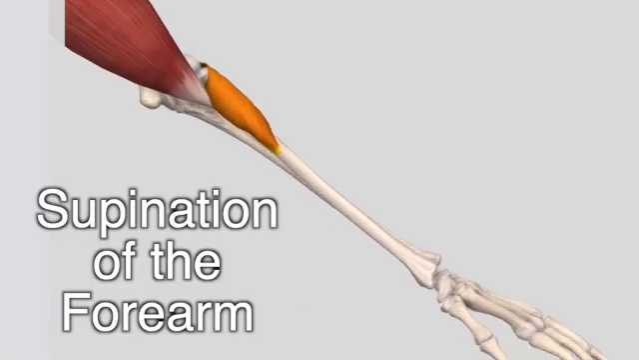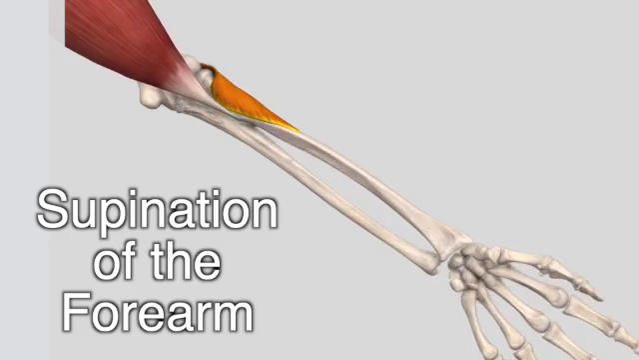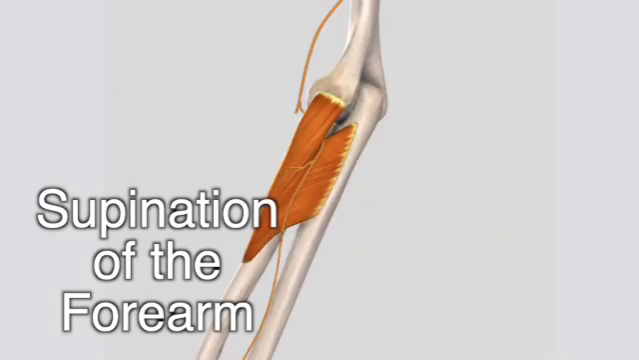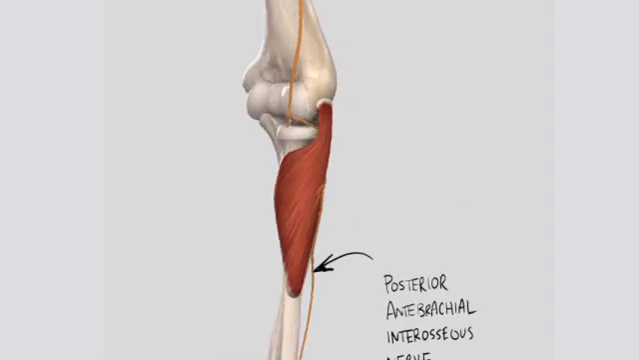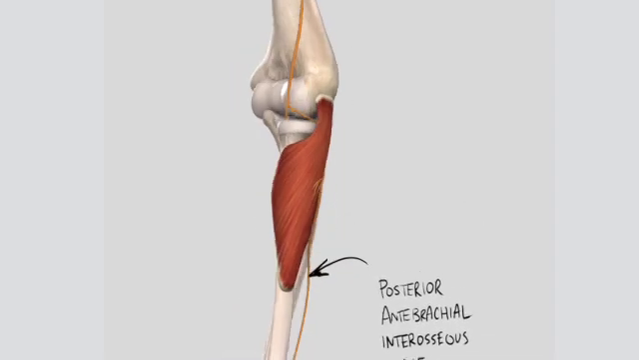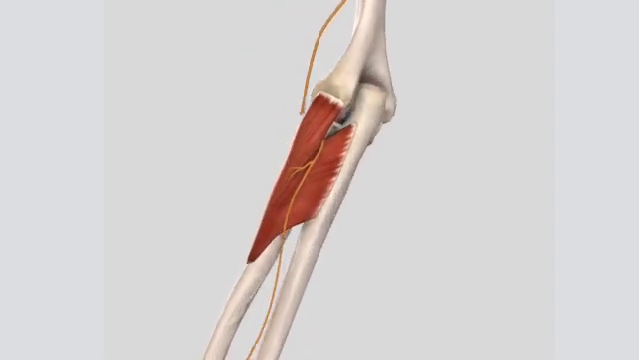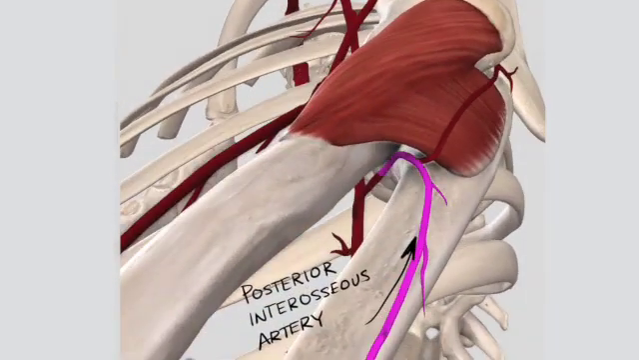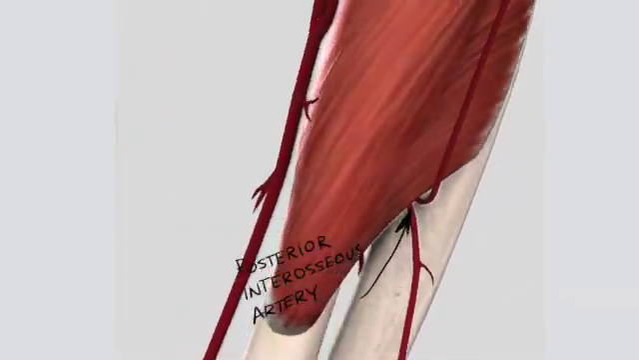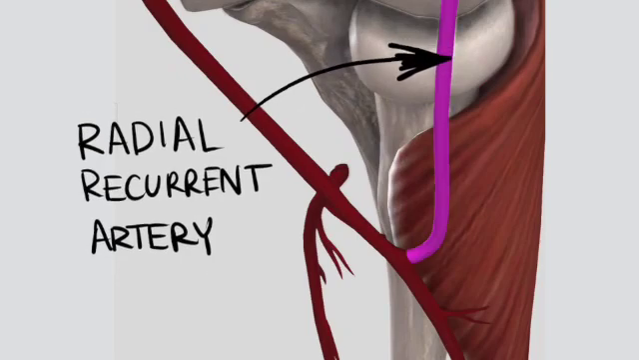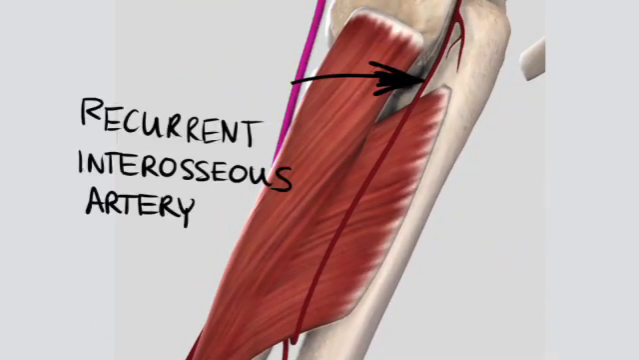It is responsible for supination of the forearm at the proximal radial ulnar joint. It is innervated by the posterior antebrachial interosseous nerve. Blood supply includes the posterior interosseous artery, the radial recurrent artery, and the recurrent interosseous artery.